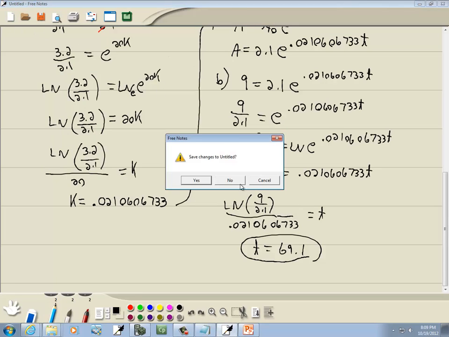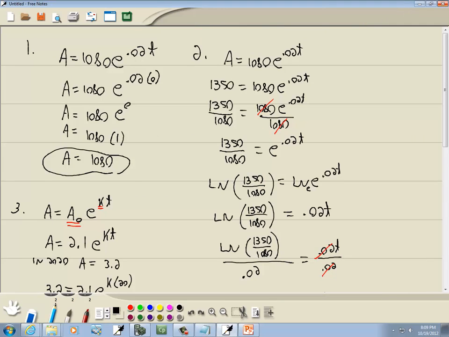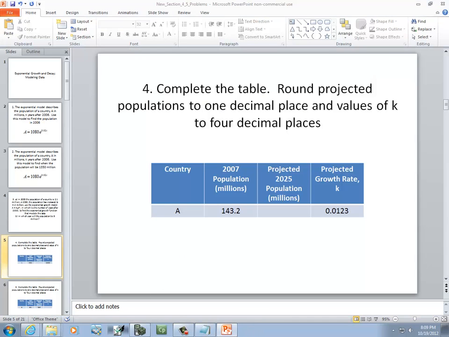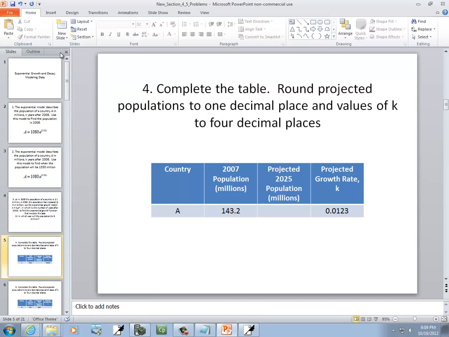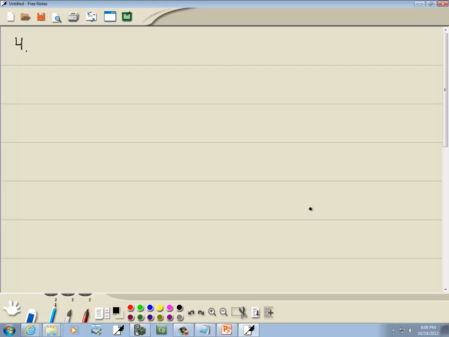And I guess I need to start a new page here. Okay. Then it says complete the table, and so we got country A. I think that's just a description. Here's 2007 population. Here's projected 2025 population, and that's our growth rate, our K.